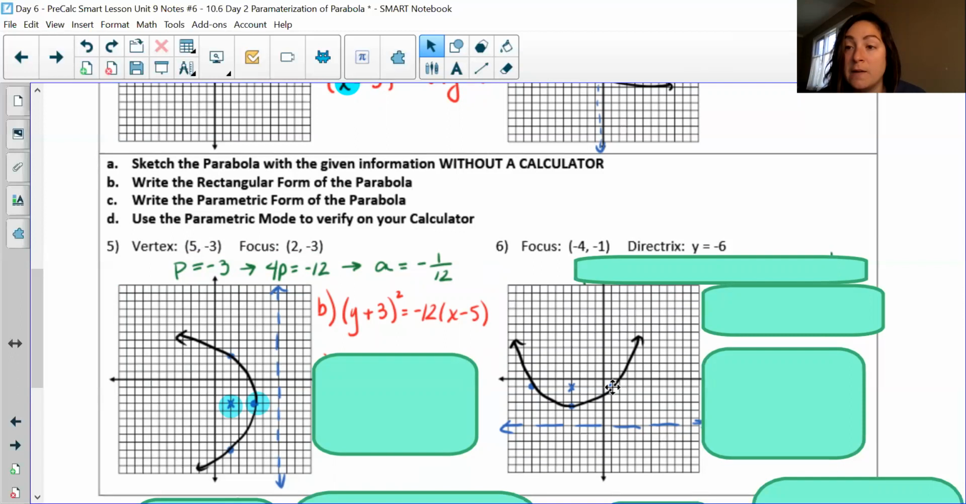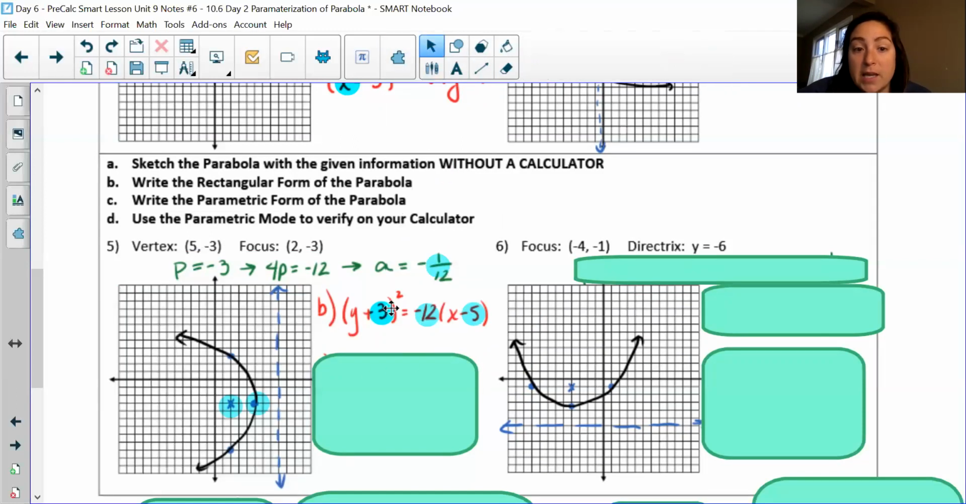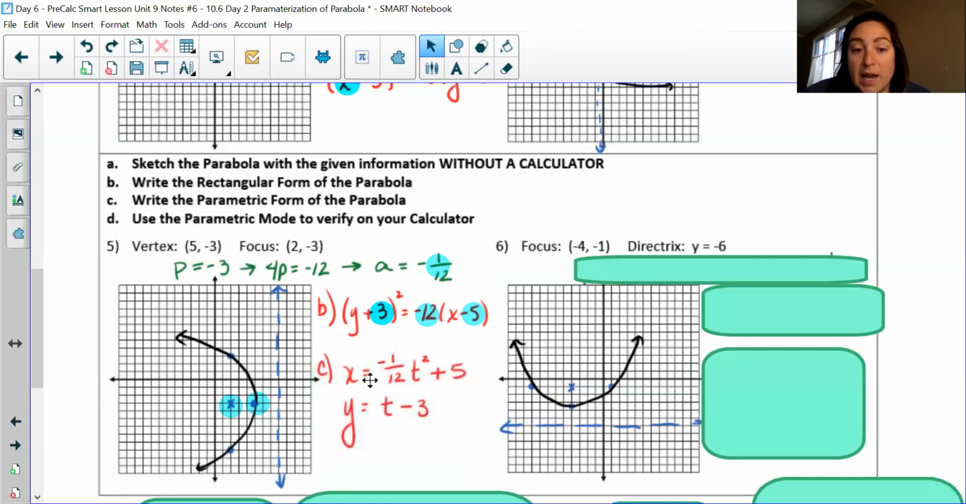One is, again, if you have all of those relationships memorized, we know that we have our h, which is going to be the constant for x, our k, which is going to be our constant for y, and then the reciprocal of 4p is going to be our a value. And since y squared is the rectangular, t squared will go with x. So we put that all together and we get x equals -1/2 t squared plus 5, y equals t minus 3. Again, I don't do it this way.